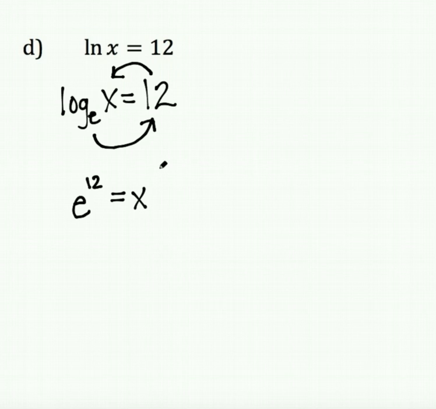Well, I've solved for x. It doesn't ask me for a decimal answer, so I'm going to leave it as e to the 12th. And you're going to see if you plug e to the 12th in your calculator, you'll get a decimal. Now, if it asks for a decimal, then go ahead and plug it in.